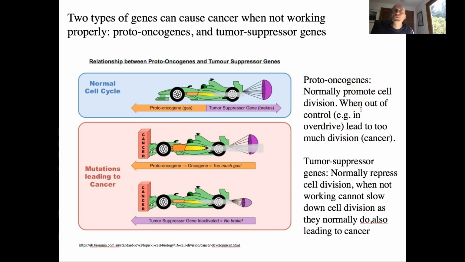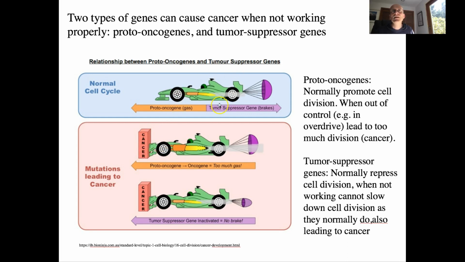But when it's out of control, when it's doing much more than it normally does, pushing the cells through the cell cycle, then this proto-oncogene, which is here likened to the gas throttle of this race car, is no longer producing this amount of thrust, but this amount of thrust, much, much faster. It can't be stopped essentially because it's going in overdrive, and that can lead to cancer.